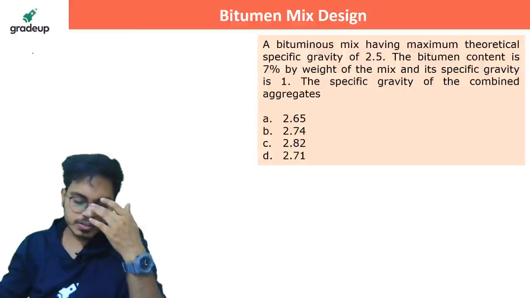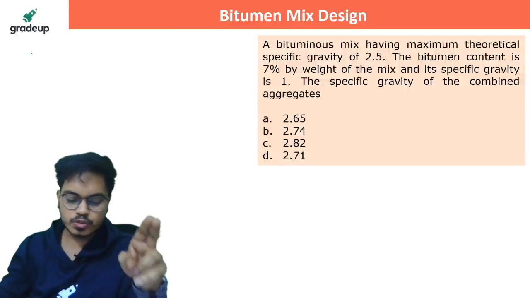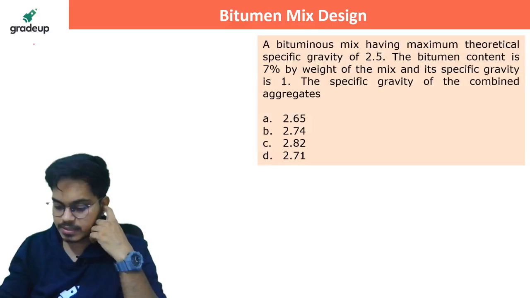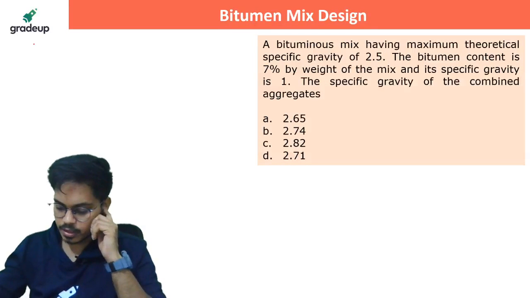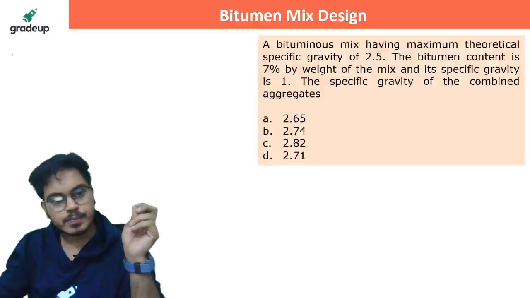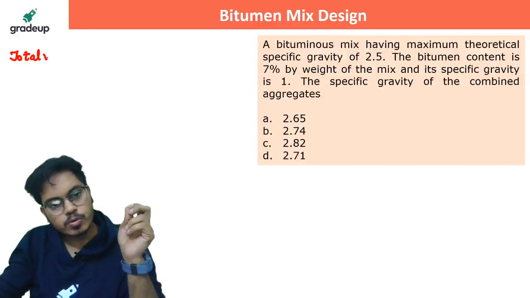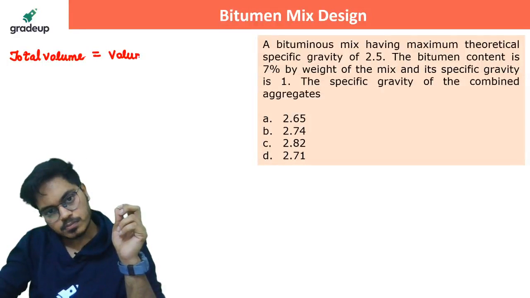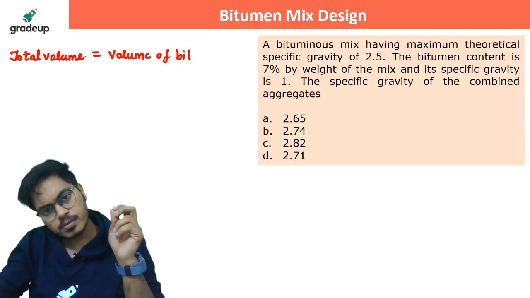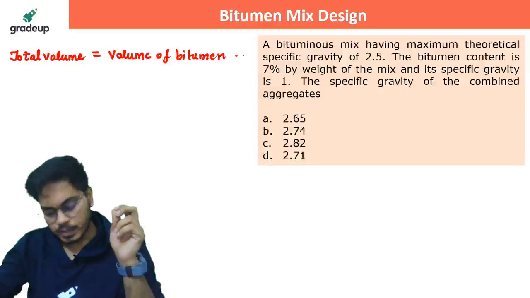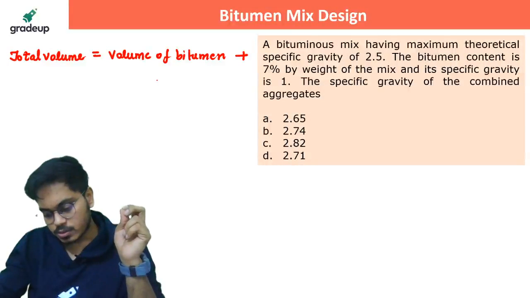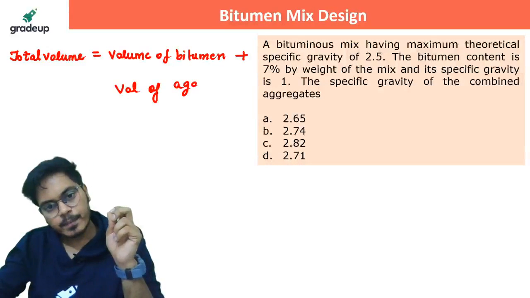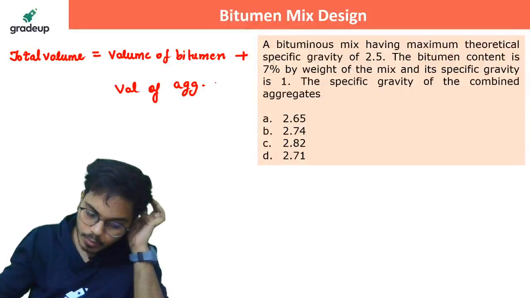Here you have to use the concept that total volume will be equal to volume of bitumen plus volume of aggregate. Please use that concept and get the answer. Let's see how many of you can do this. I'm also trying to solve it. So guys, total volume will be equal to the volume of bitumen plus the volume of aggregate.